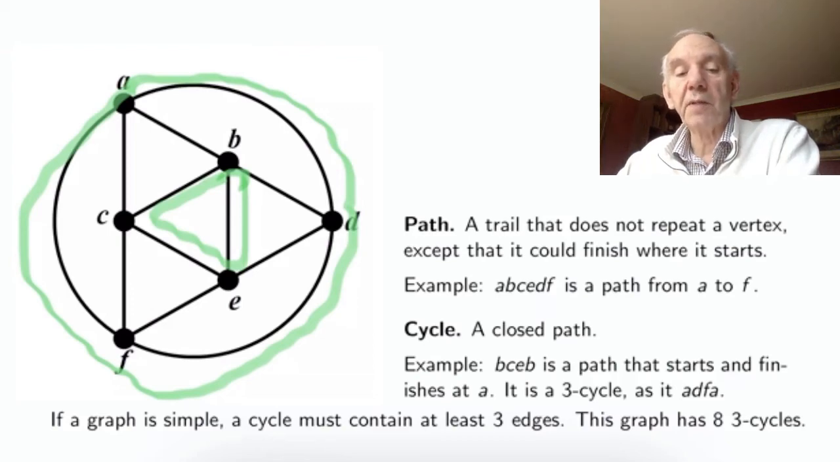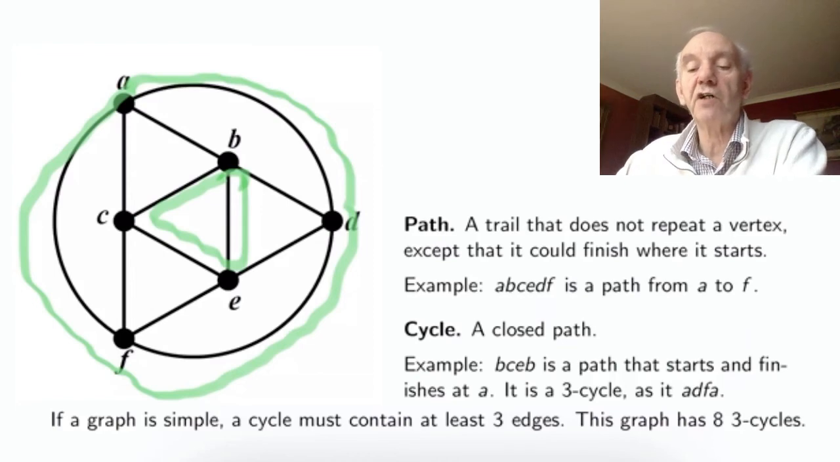Okay, now since we're talking about simple graphs here, or at least this example is simple, there are no loops and there are no multiple edges. So if you have a cycle, it must contain at least three edges. It can't go to a vertex and go back because there are no multiple edges. So any cycle has at least three edges in a simple graph.